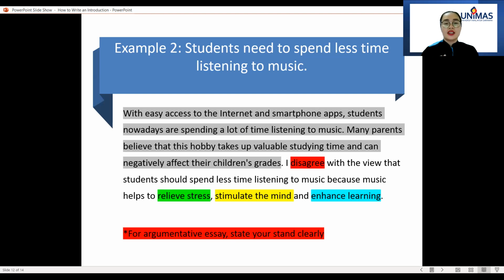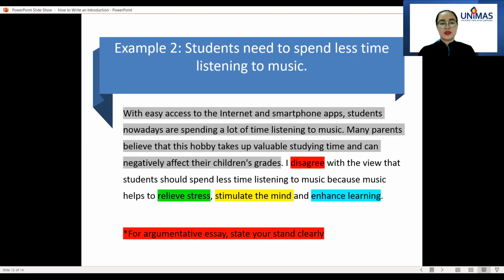I disagree. So if you want to write an argumentative essay where you disagree or you totally agree with something, you have to mention it. I disagree with this view because, okay, and then you mention your 3 points. 3 or more points. Usually in an essay, we write 3 points, but you can write more if you have more ideas and you have enough time during the exam. Okay, so I highlighted the points so that it's clearer for you.